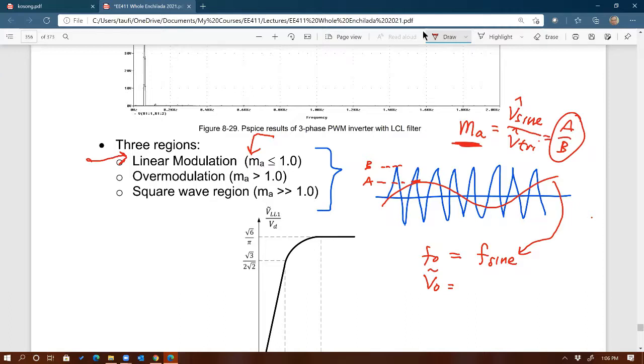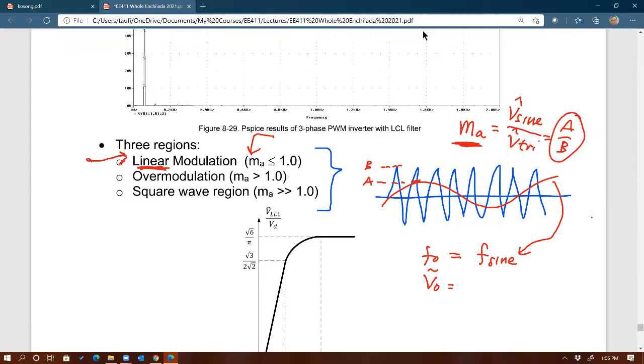If the ratio is less than or equal to 1, then we are operating the inverter in linear modulation. And this is the desired operation, because if you do this, then the RMS of the output voltage, or actually the peak first, the peak of the output voltage will be a function of the amplitude modulation times the input voltage.